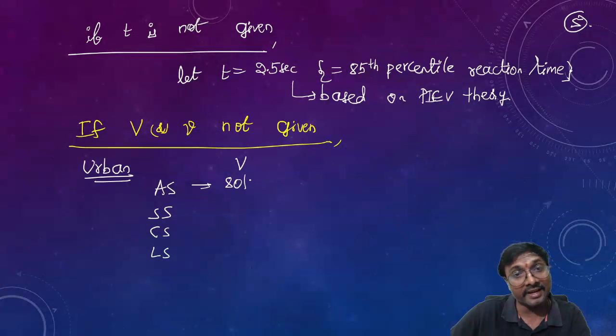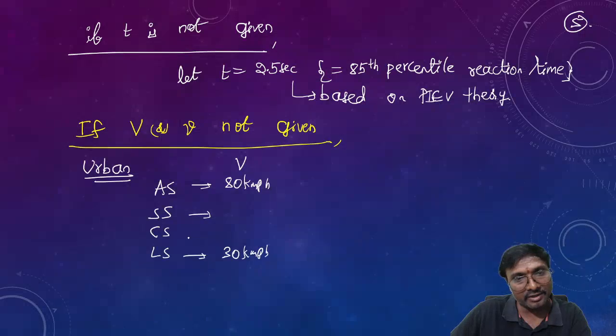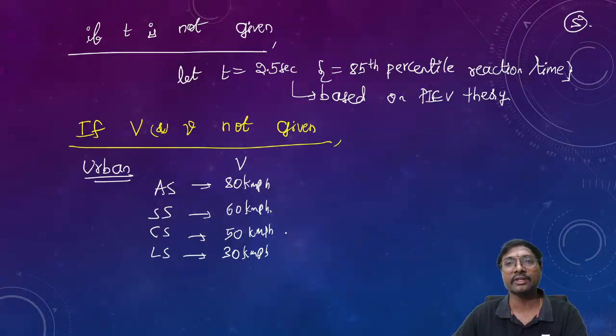That is your 80 kilometers per hour, and for local street this is 30 kilometers per hour. Next, you just subtract 20 from the 80 and add 20 to the 30. Then it will become 50 kmph. Then subtract 20 there, then it will become 60 kilometers per hour, right? This is for which roads, you can say?